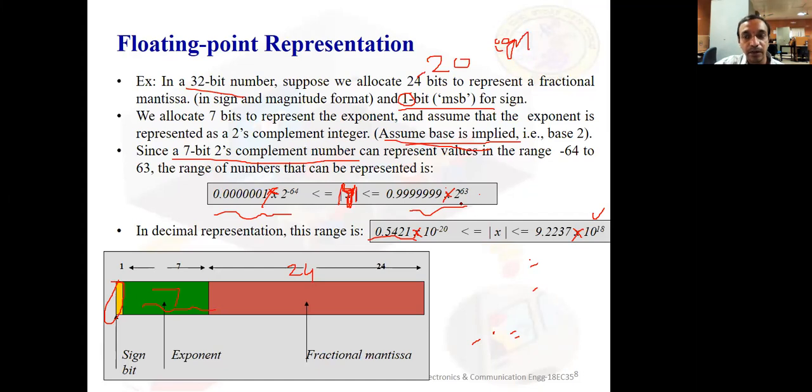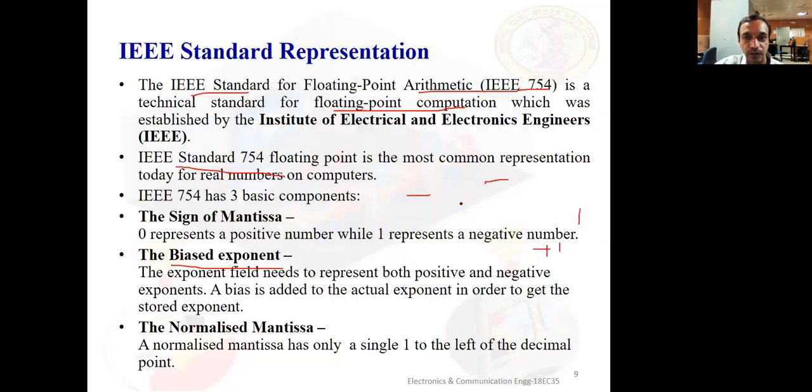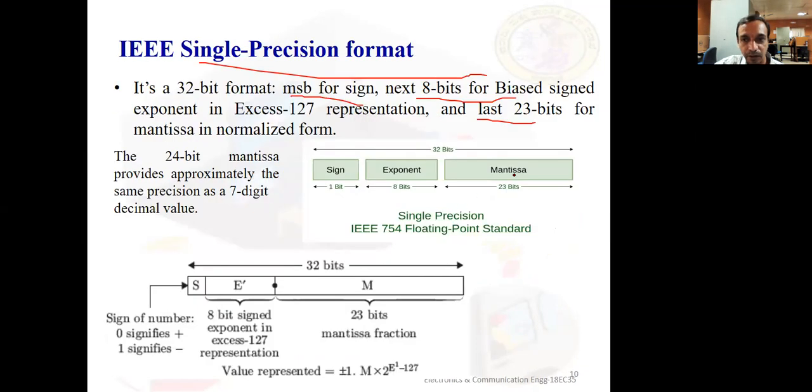Similarly, everybody may use their own representation, and it becomes too difficult to make the computations. So IEEE single precision is always this. You should write this only: 23 bits for mantissa, 8 bits for exponent, and 1 bit for sign. Please try to write this. It will be easy to understand.